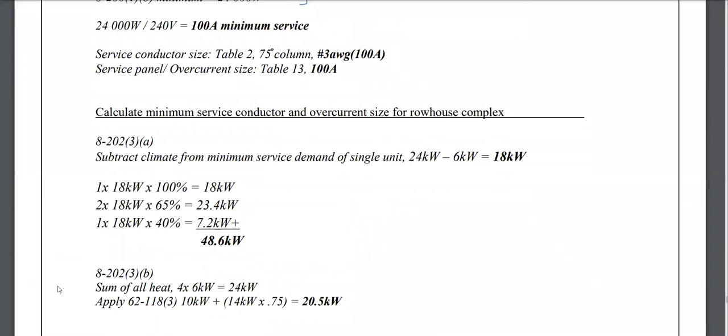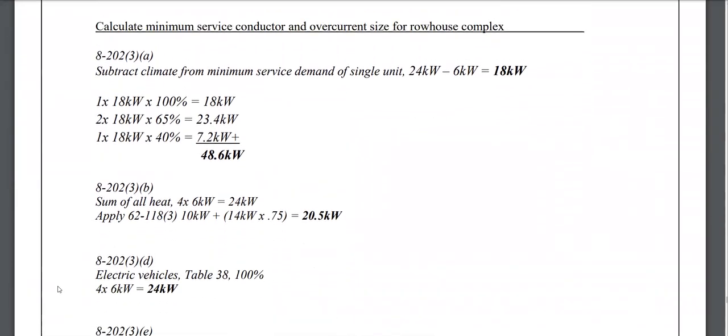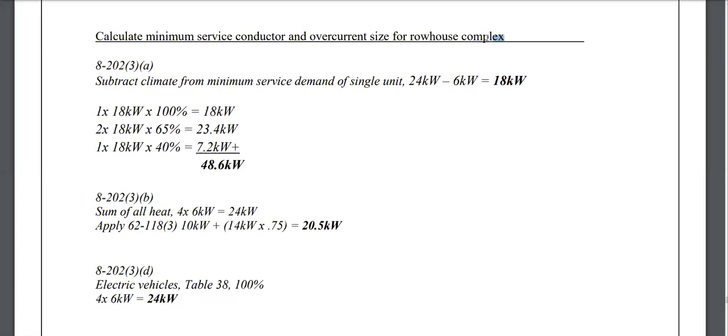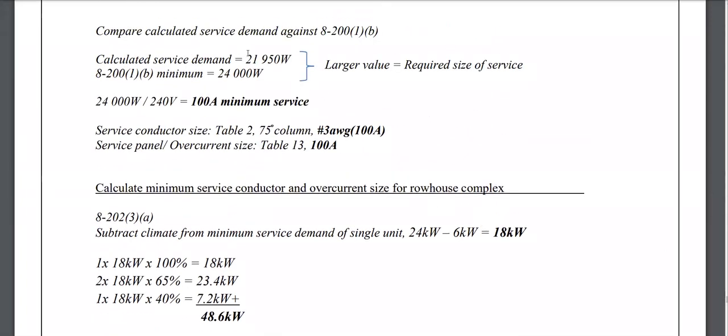Now let's calculate the minimum service conductor and overcurrent size for the row house complex, and that's the entire building. 82023A says, subtract the climate from the minimum demand of a single unit. So we have 24,000, look at that. We used the minimum service demand required. Remember, we calculated a much lower value, 21,950. But when we went to this stage, we were forced to use 24,000.